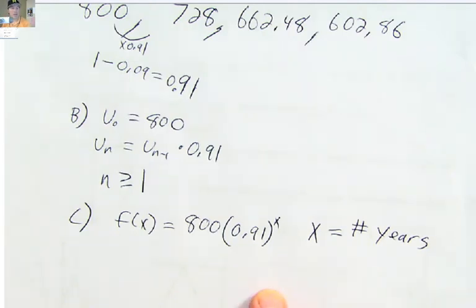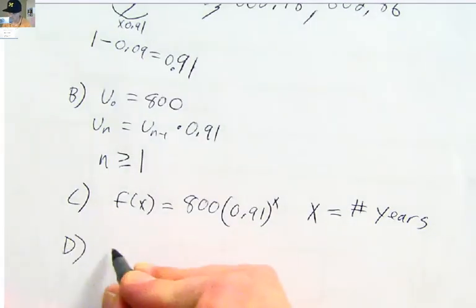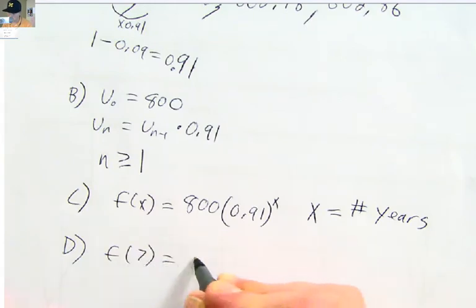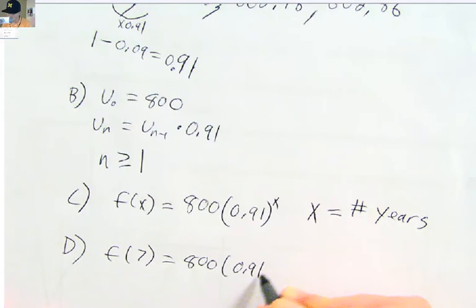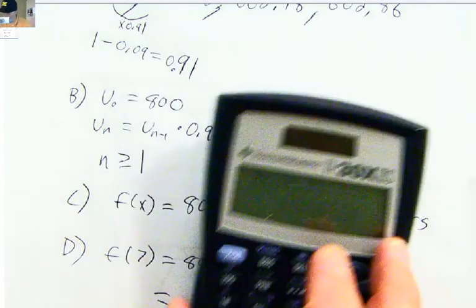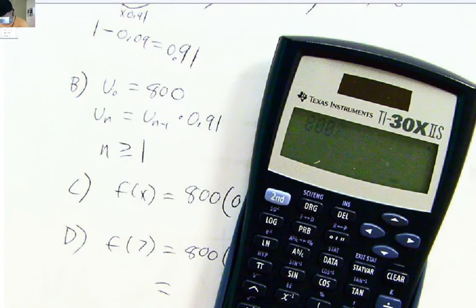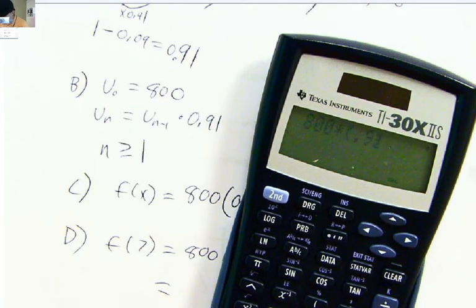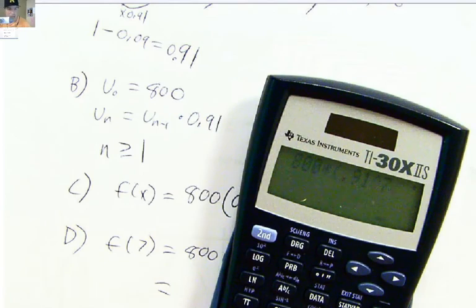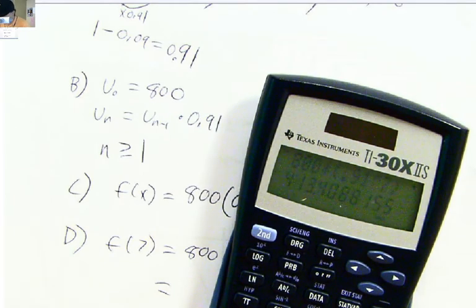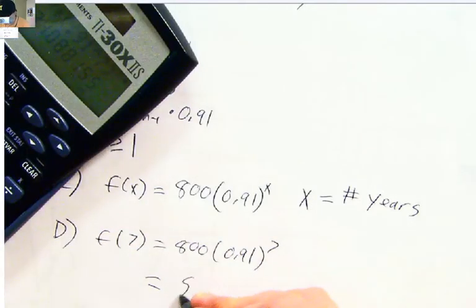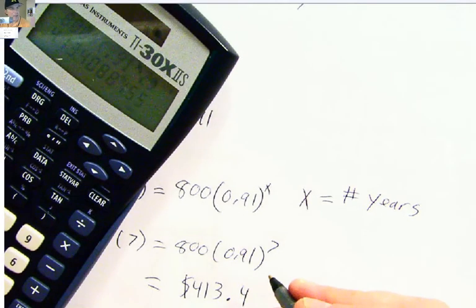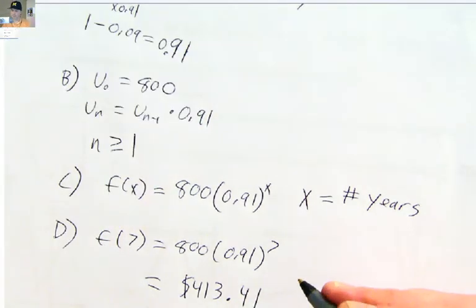Then, how much will the bike cost in 7 years? Well, that's part D, where we do f of 7. So 800 times 0.91 to the 7, and that is equal to, I can just do 800 times parentheses 0.91 to the 7th power. Close that, and I got an answer of $413.40. I'm going to round that up to 41 cents. All right, that's number 3, a bicycle value problem. I love bicycles. They're awesome.